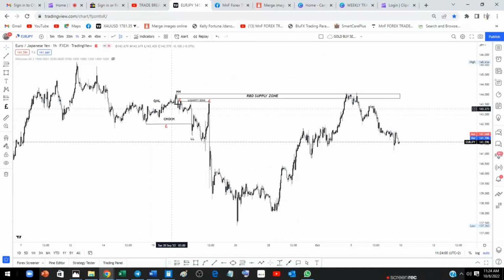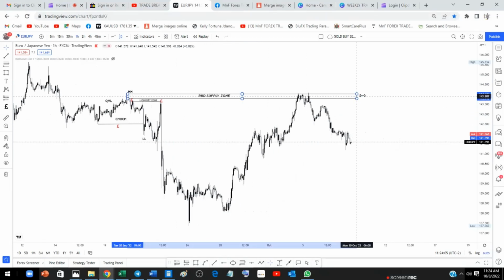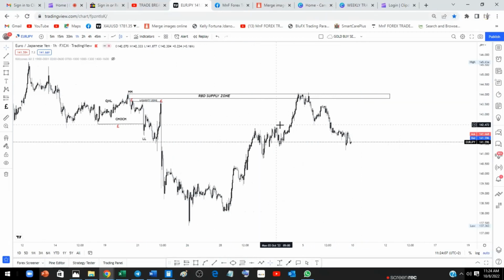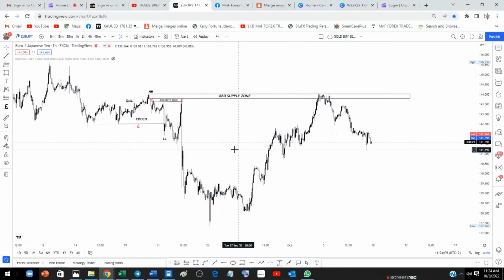You can clearly see that this is a rally-based drop supply zone. Of course, once we see the liquidity being taken out, we're going to jump in.